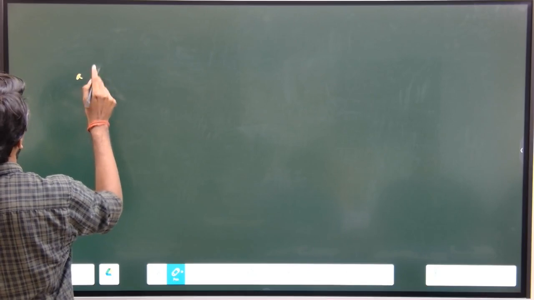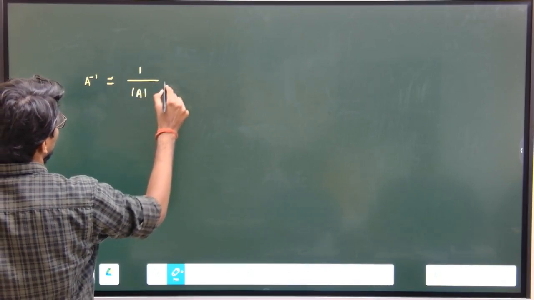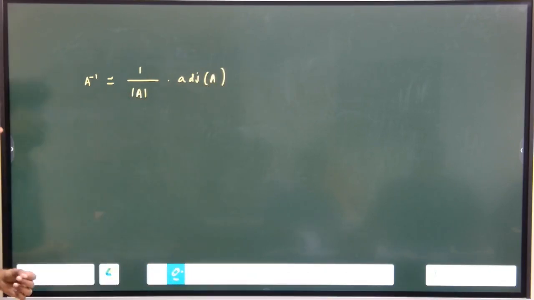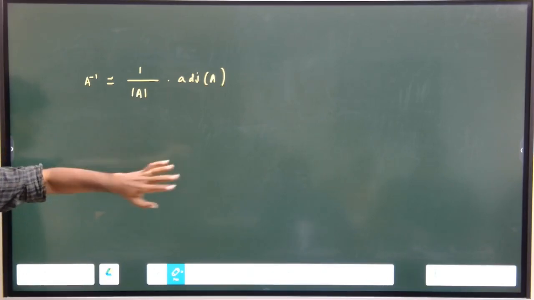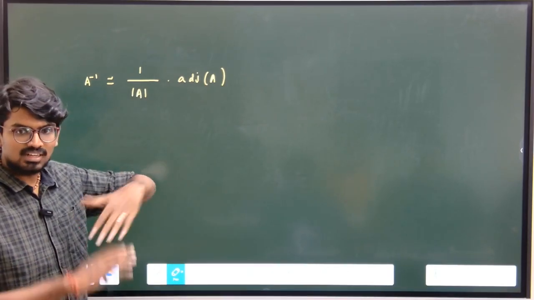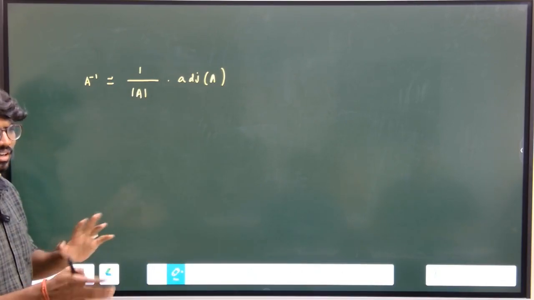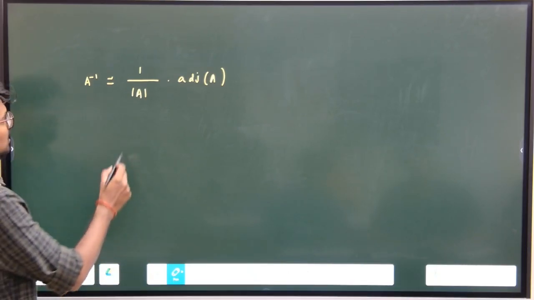What about adjoint? Sorry, adjoint we found out, right? What about A inverse? Inverse of a matrix. It is 1 by determinant of A into adjoint of A. Okay, A inverse is equal to 1 by determinant of A into adjoint of A. Adjoint of A is nothing but find the cofactor matrix, and the transpose of it is the adjoint. Determinant of A, we will see how to find it, but you have a basic idea, right?